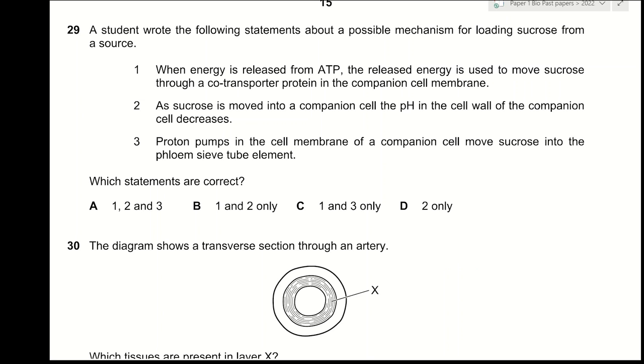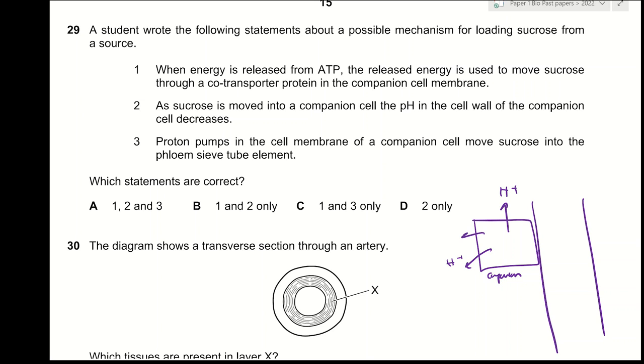Question number 29. A student wrote the following statements about possible mechanism for loading sucrose from a source. Which statements are correct? So let's quickly outline the process of loading sucrose. Now, here is a companion cell, and here is a phloem sieve tube element. What happens is the companion cell starts by pumping hydrogen ions to its cell wall. Now, against the concentration gradient, this process is active and it requires ATP. So pumping hydrogen ions by proton pumps requires ATP.